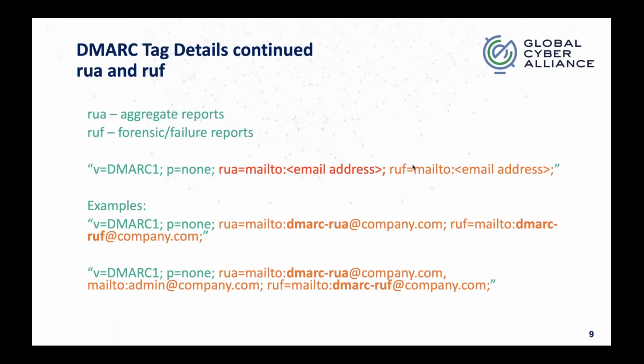So RUA equals mailto, the first email address, comma, mailto, the second email address, comma, mailto, the third email address, comma, and so on and so forth. And then when you're done, semicolon, and then the next tag that you're going to be using. So you can have more than one email address.